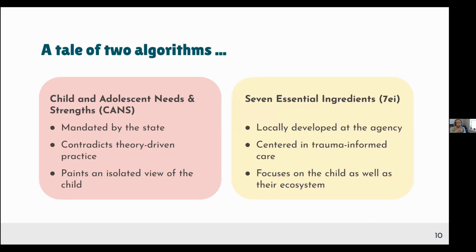CANS stands for Child and Adolescent Needs and Strengths. It is mandated by the state, and it contradicts theory-driven practice centered in trauma-informed care. It also paints an isolated view of the child without an understanding of traumatic triggers or their ecosystem. 7 Essential Ingredients, on the other hand, is locally developed at the agency as a pushback against CANS, and is developed using the practice of trauma-informed care.